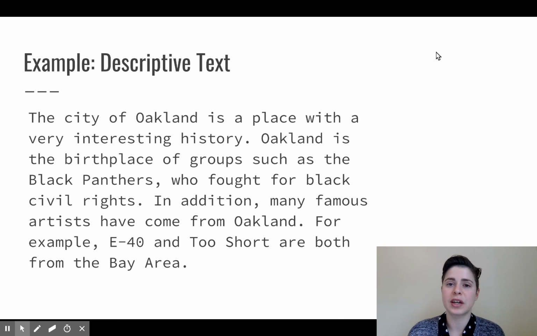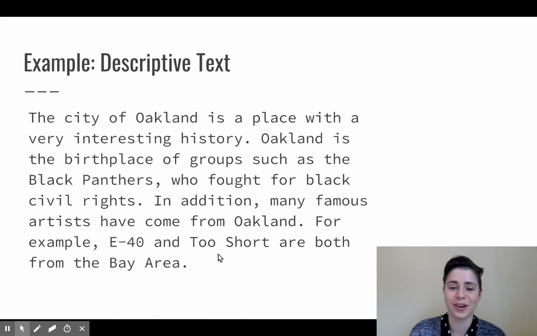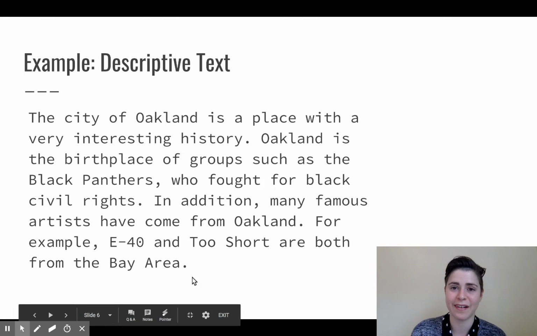So let's look at an example together about the city of Oakland. The city of Oakland is a place with a very interesting history. Oakland is the birthplace of groups such as the Black Panthers who fought for Black civil rights. In addition, many famous artists have come from Oakland. For example, E40 and Too Short are both from the Bay Area.